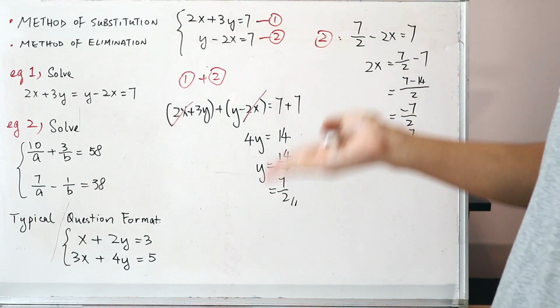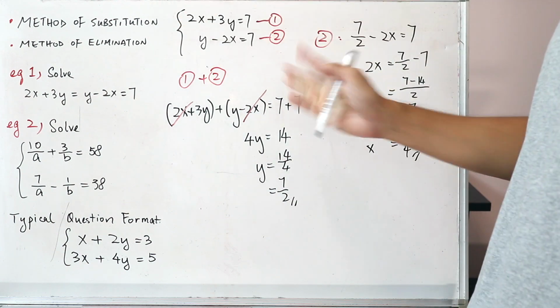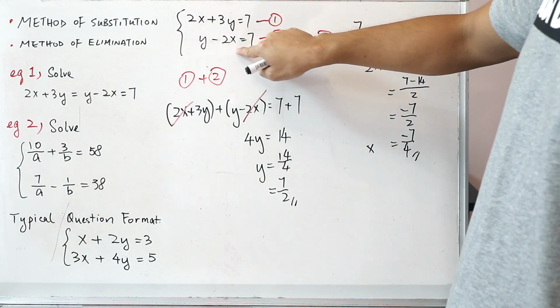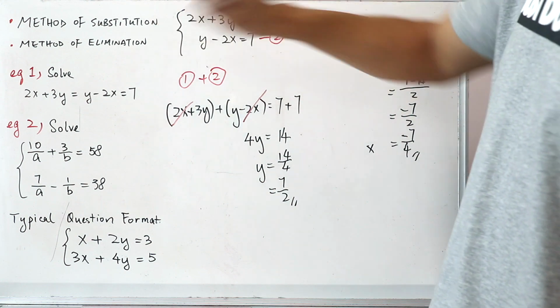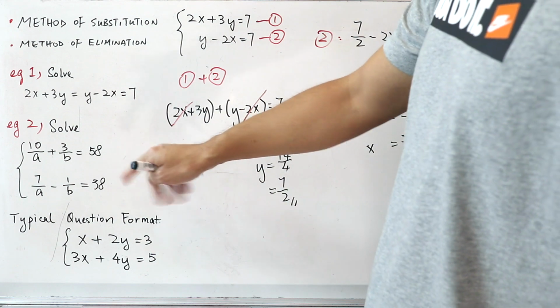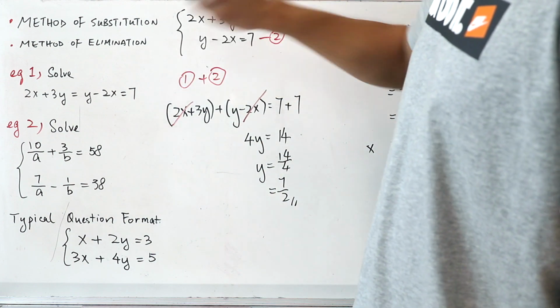So here it is a matter of choice as to whether you want to use this method or this method. What I will suggest is, if you look at these two equations and you find something to be the same, like here, 2x and minus 2x, then it is easier to use the method of elimination. For example number 2, I can show you that using the method of elimination is far superior to the method of substitution.